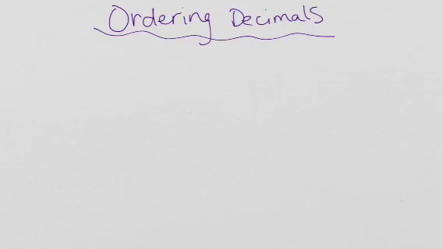Today we're going to look at ordering decimals. And the good news is that if you've watched my other video on how to compare decimals, ordering decimals should hopefully become a little easier for you. Because really when you're ordering decimals, you're comparing them, only there's more than two that you are comparing. So let's take a look at our first example.